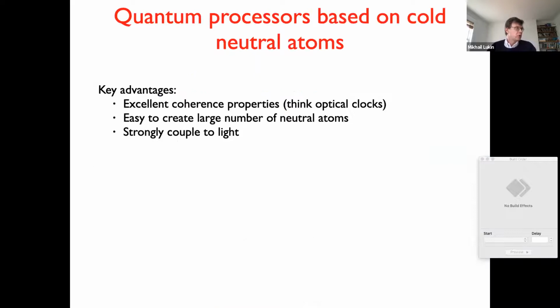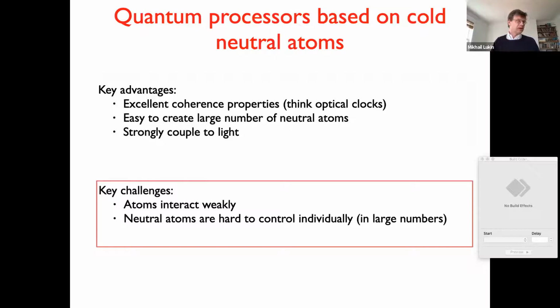Okay, so on to the first topic. Why would one think about using cold neutral atoms as processors? There are many reasons why this is potentially a promising avenue. For one, those atoms have excellent coherence properties. For example, the leading atomic clocks now make use of neutral atoms. In addition, it's relatively easy to create a system with a large number of neutral atoms. In fact, around us there are a lot of atoms and molecules moving right now. But, of course, there are also challenges. One is that atoms in the gas phase generally interact very weakly. And also, neutral atoms are very hard to control individually, in particular in large numbers.